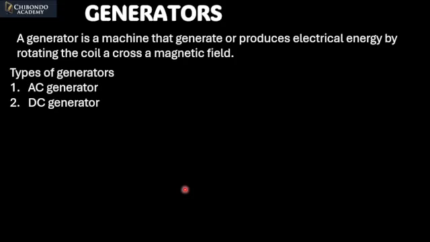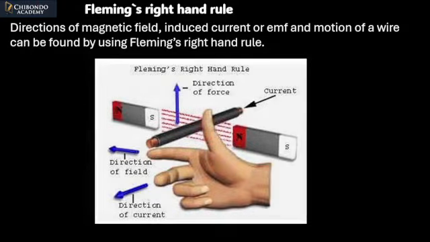There are two main types of generators: the AC generator and the DC generator. First, let's look at the laws. What are these laws used for? They determine the direction of the force, the direction of the current, and the direction of the magnetic field. We have only one law which governs this. Previously we discussed Fleming's left hand law, which does something different. Right now we have Fleming's right hand law. So what does this one do?